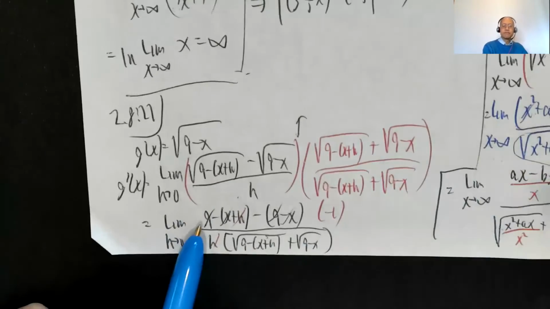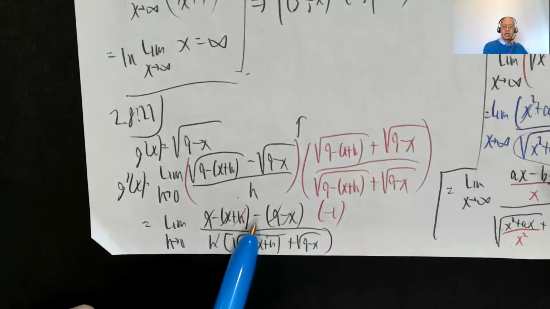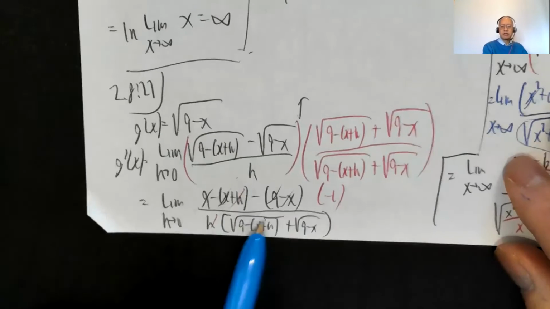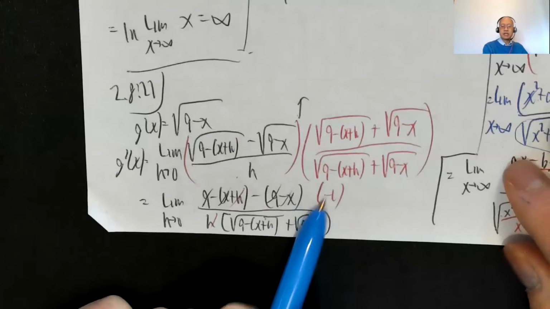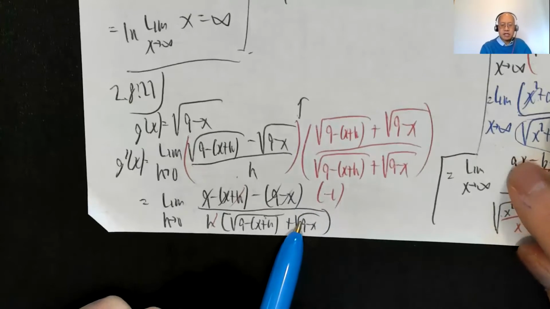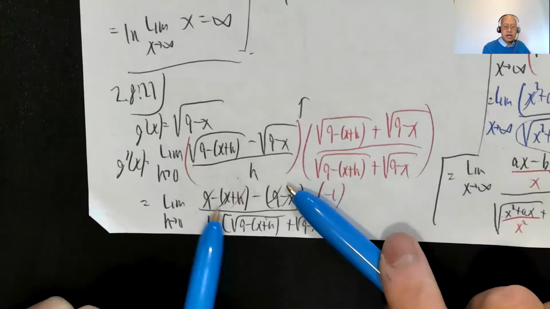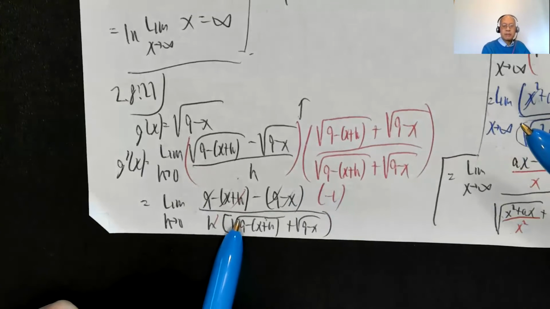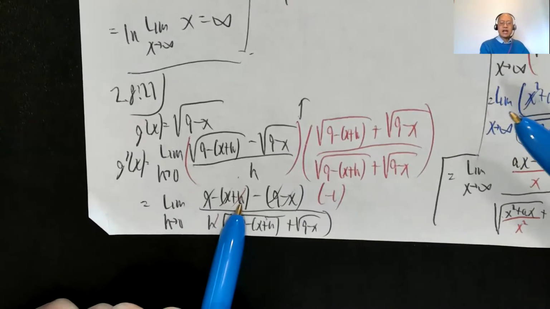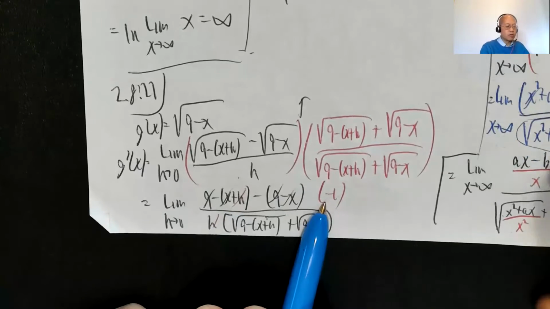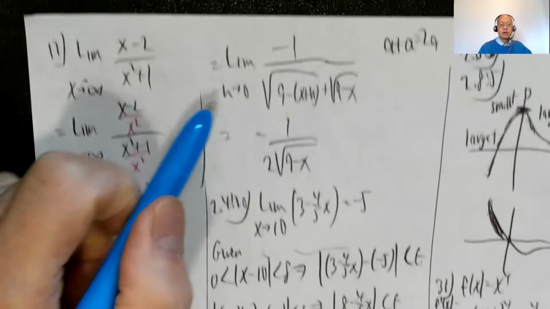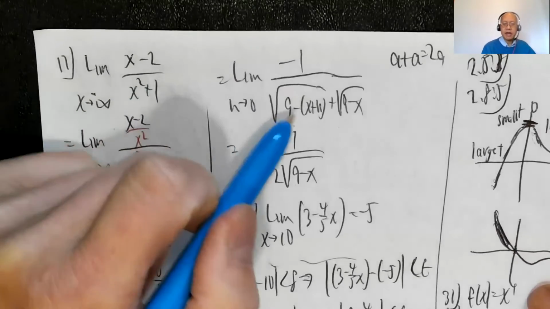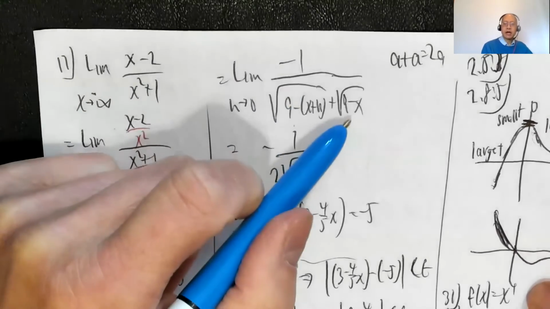So I square this: 9 minus (x plus h), minus (9 minus x), all over h times all this stuff, radical 9 minus (x plus h) plus radical 9 minus x. 9 cancels the 9, x cancels that. So I am left with a negative h. Negative h cancels that h, so I'm left with a negative 1 on top. So limit as h approaches 0 of negative 1 over radical 9 minus (x plus h) plus radical 9 minus x.